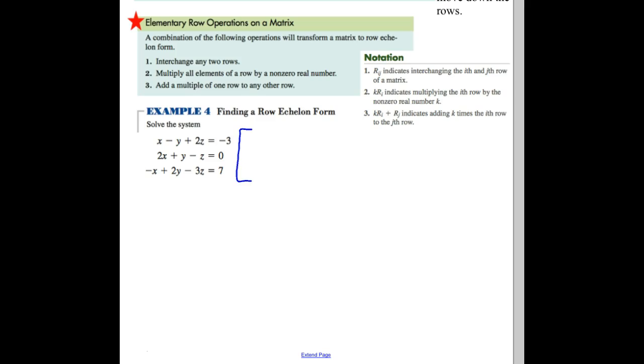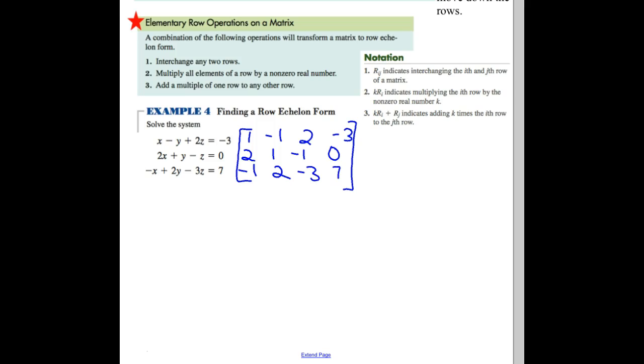So my top row, I have 1x, I have a negative 1y, I have 2 z's, and a constant of negative 3. Okay? My second row would be 2, 1, negative 1, 0. What's my third row going to be? Okay, I heard negative 1, 2, negative 3, 7.